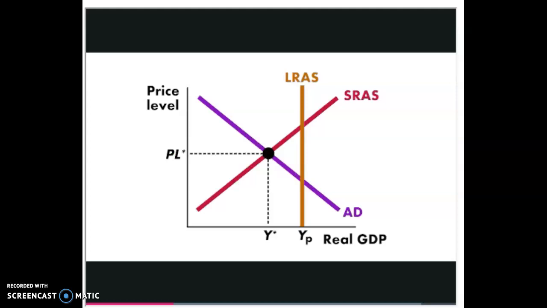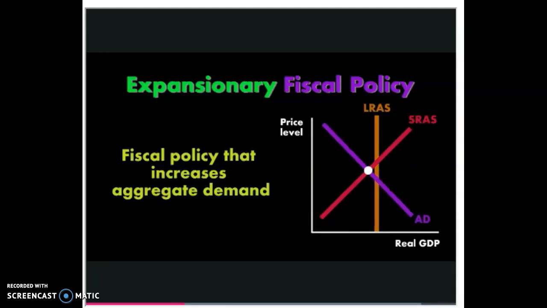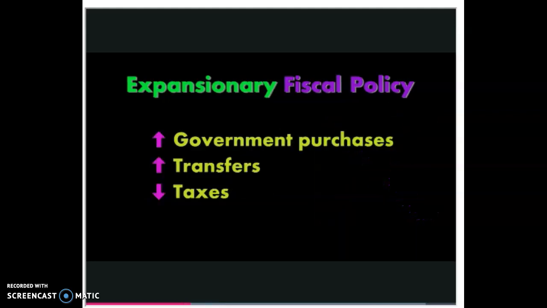When the economy is facing a recession, as shown by a recessionary gap on the aggregate demand-aggregate supply graph, the government can carry out expansionary fiscal policy, which is fiscal policy that increases aggregate demand. This might involve increasing government purchases, increasing transfers, or decreasing taxes.